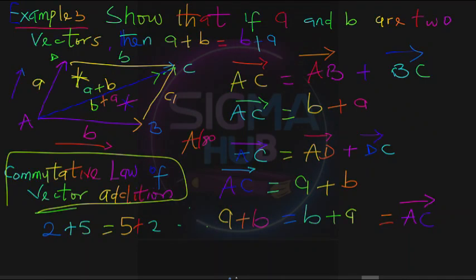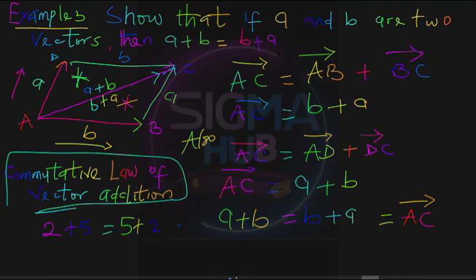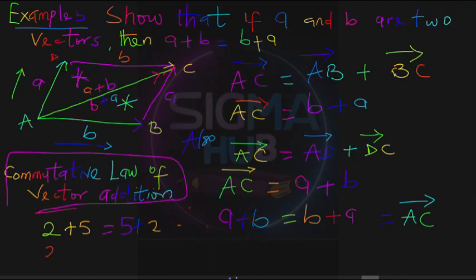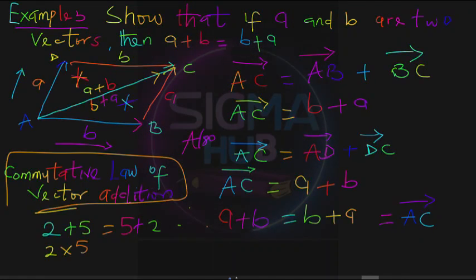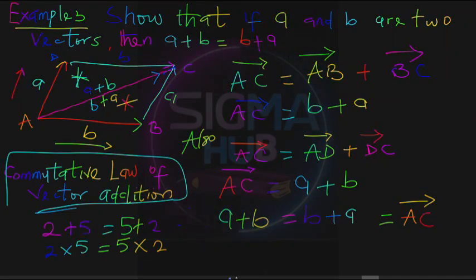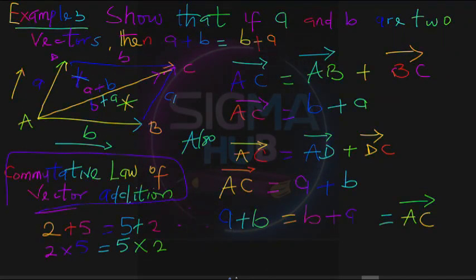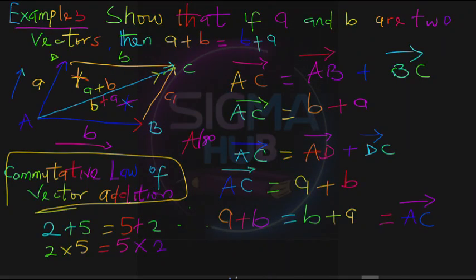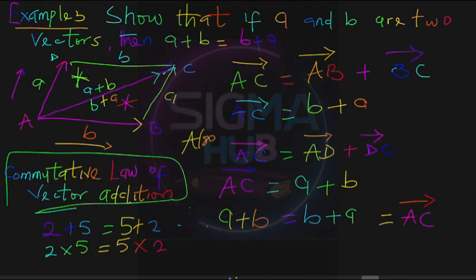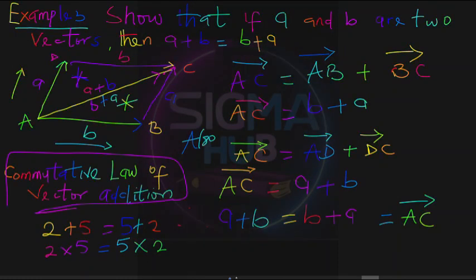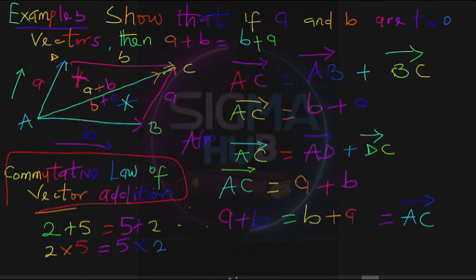And likewise, multiplication as an arithmetic operation is also commutative. So if I say 2 times 5, it is the same thing as me saying 5 times 2. This shows that multiplication is commutative. It doesn't matter which one comes first or which one comes last, the result remains the same. And that is what the commutative property is all about.